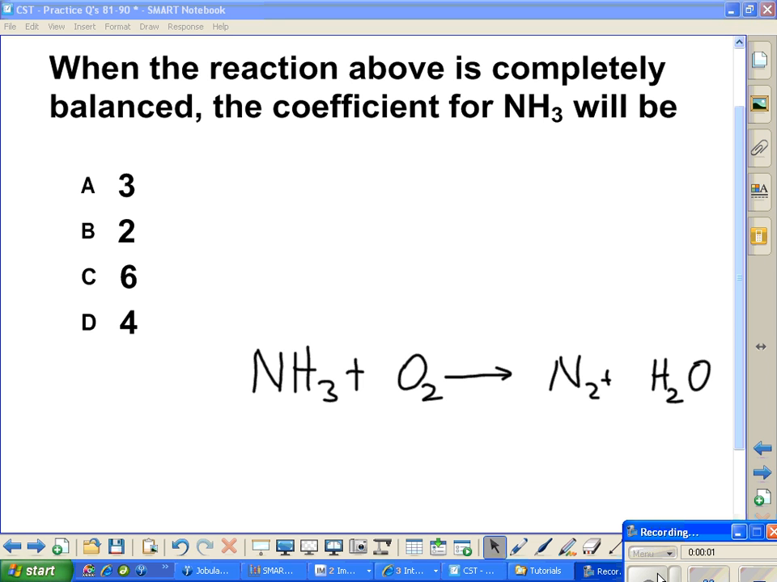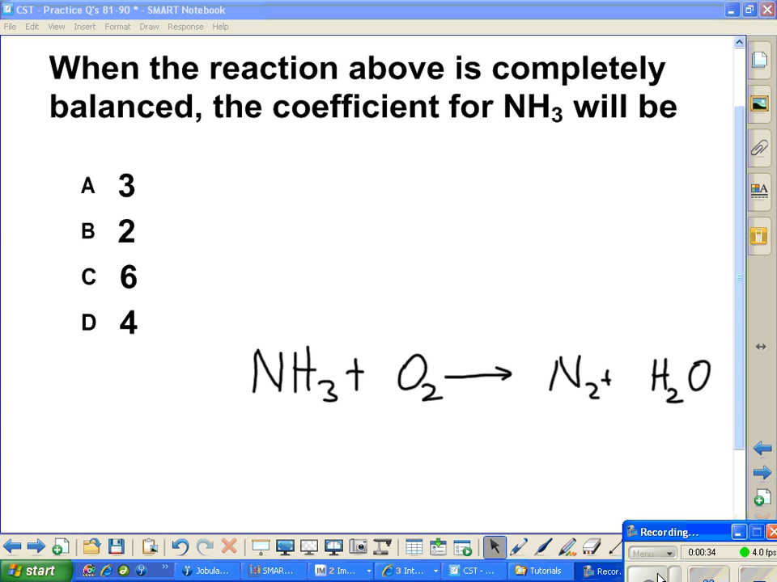There are many problems in the section that we're going to do today, which is released questions 81 through 90. Many of these questions involve calculations or balancing of equations, also stoichiometric type problems. So we're going to get started with this one, which is ammonia plus oxygen going to nitrogen and water.